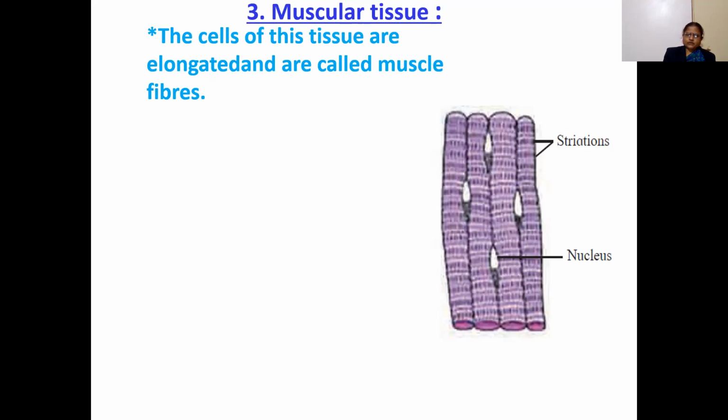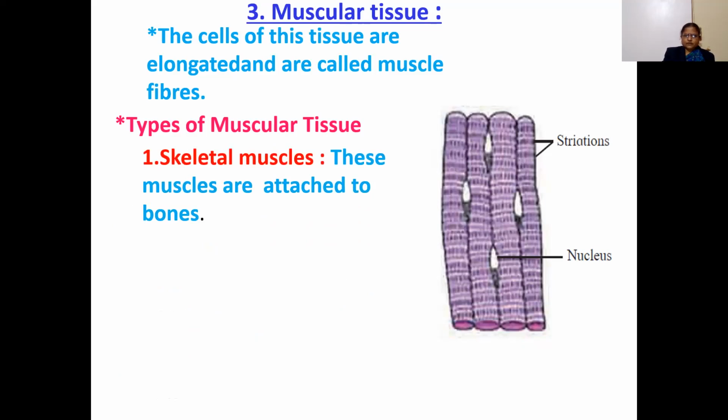Muscular tissue contains muscle fibers, muscle cells, hence the name muscular tissue. Observe the diagram. These cells are elongated and they are known as muscle fibers. Components of the muscular tissues are muscle fibers or cells. Then there are types of muscular tissue. Number 1, skeletal muscles. These muscles are attached to bones, hence the name skeletal muscles.